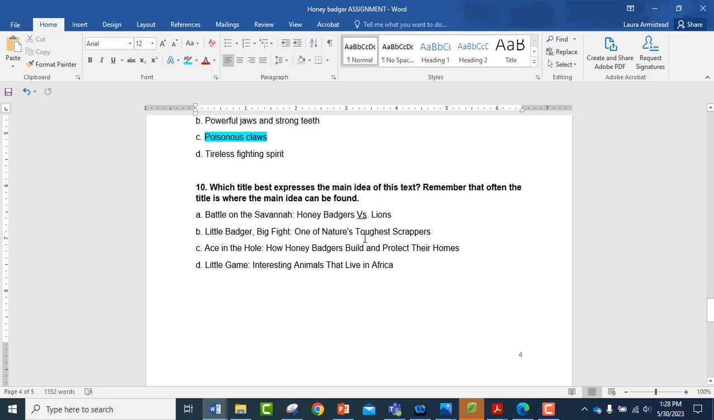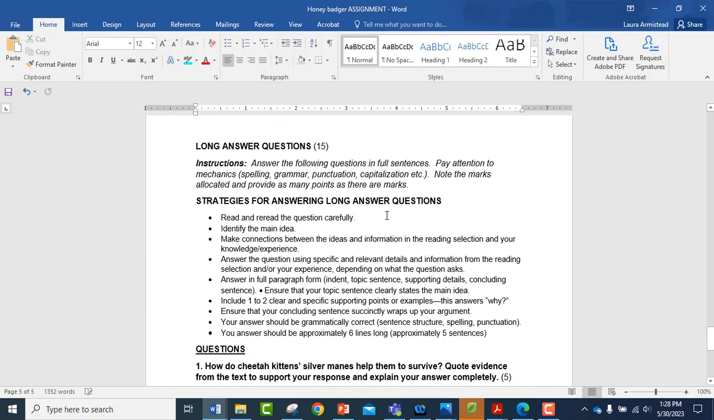Which title best expresses the main idea? Honey Badgers versus Lions: Big Fight, One of Nature's Toughest Scrappers, How They Build and Protect Their Homes. So I would think it's this one, right? Because we said the basic idea was all about how tough they were. All right, moving on.